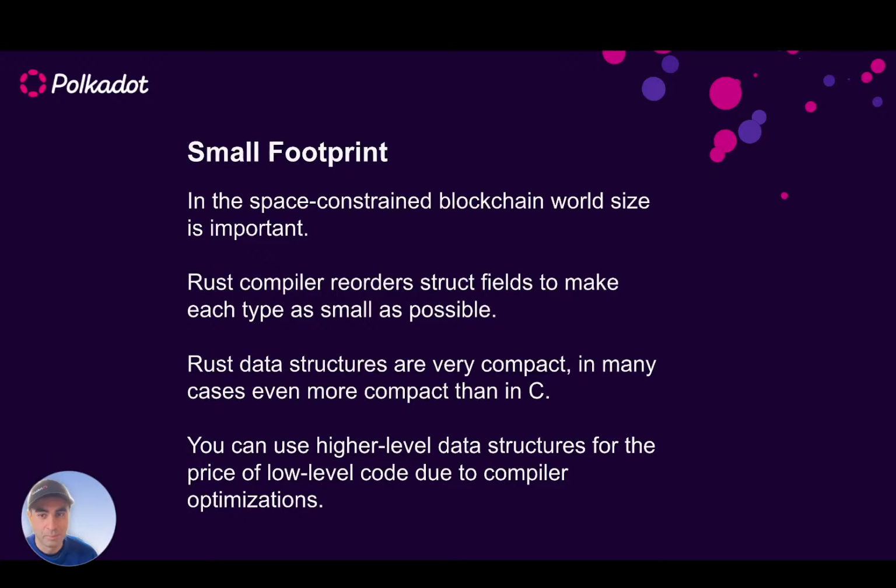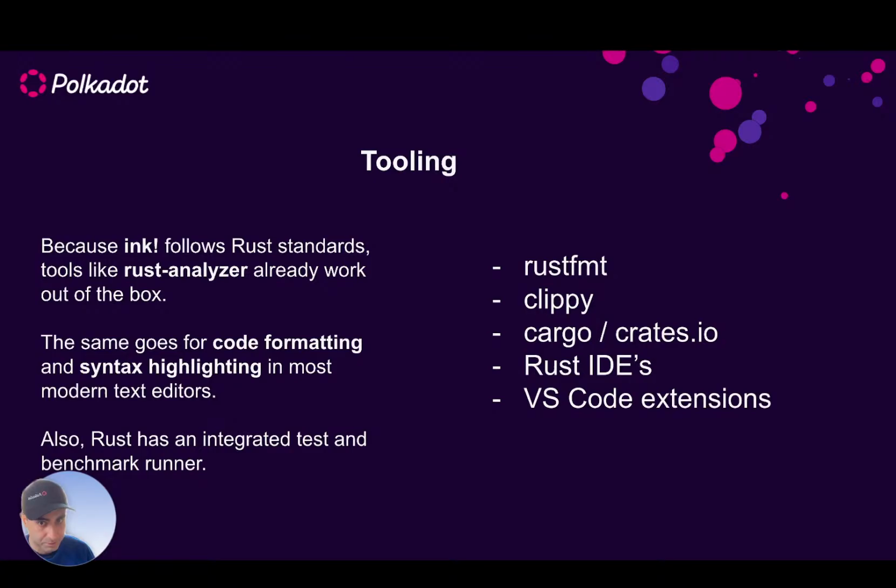So some examples of what Rust does. The compiler reorders the struct fields to make each type as small as possible. That's one example of an optimization. Rust data structures are very compact, in many cases even more compact than C. So in Rust, you can use higher level data structures for the price of low level code. The compiler optimizes and does that for you. So you're writing high level data structures, but once it's compiled, you get it at the price of low level code. That's pretty cool.